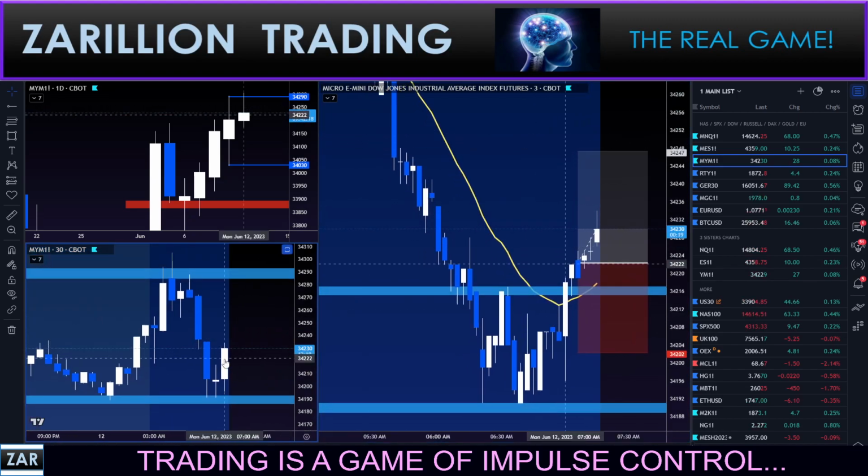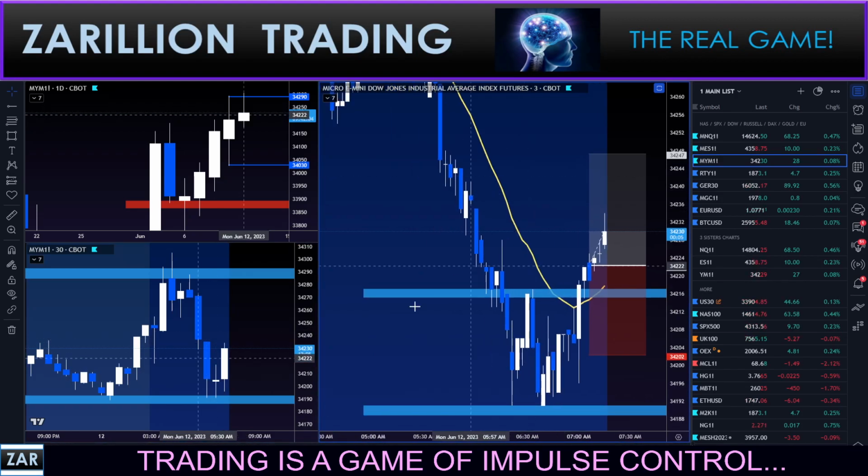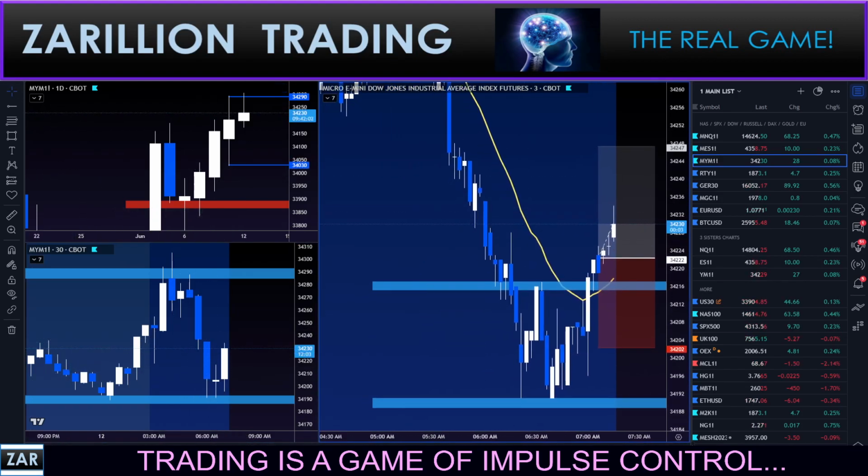But looking for a potential move. I'm not even asking it to go all the way back up. I'm only asking it to go here, right there, to break this candle high a little bit and get to about this area right there. All right. And pause now, guys.